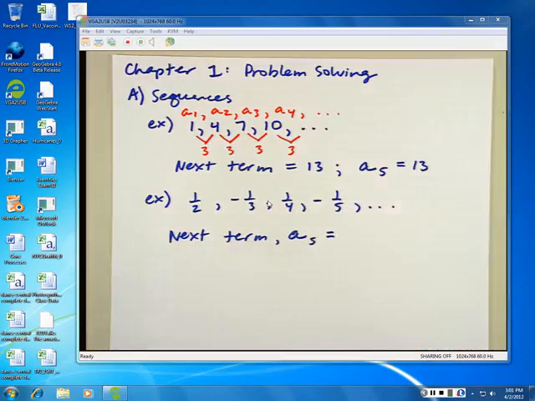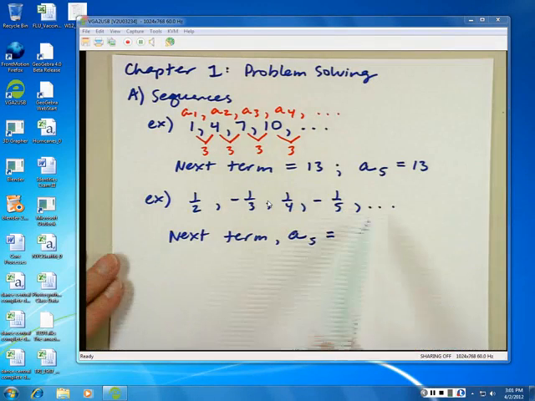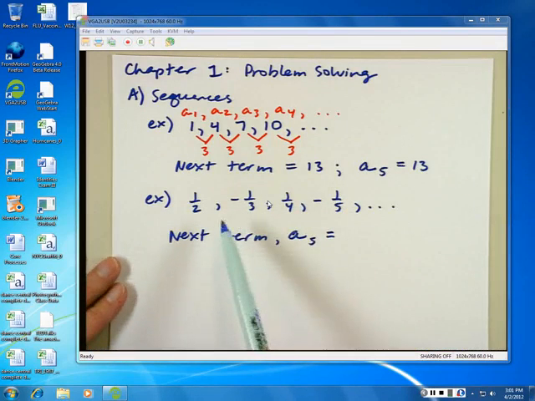So I'm really looking for a pattern. What I'm doing is using inductive reasoning to make my best guess at the next term. I don't really know what the next term is. I don't know exactly what the person had in mind when they wrote this, but I have a pretty good idea. That's what inductive reasoning is. I'm not using any rules or specific formulas. I'm just looking for a pattern.